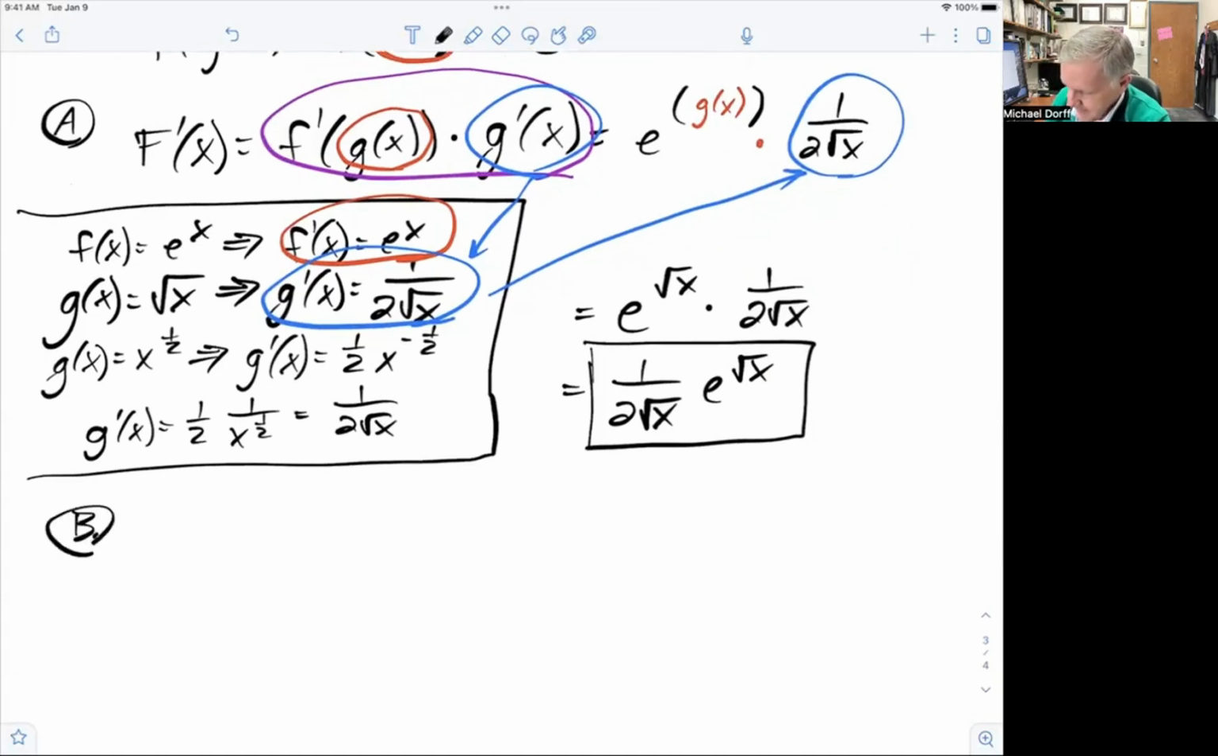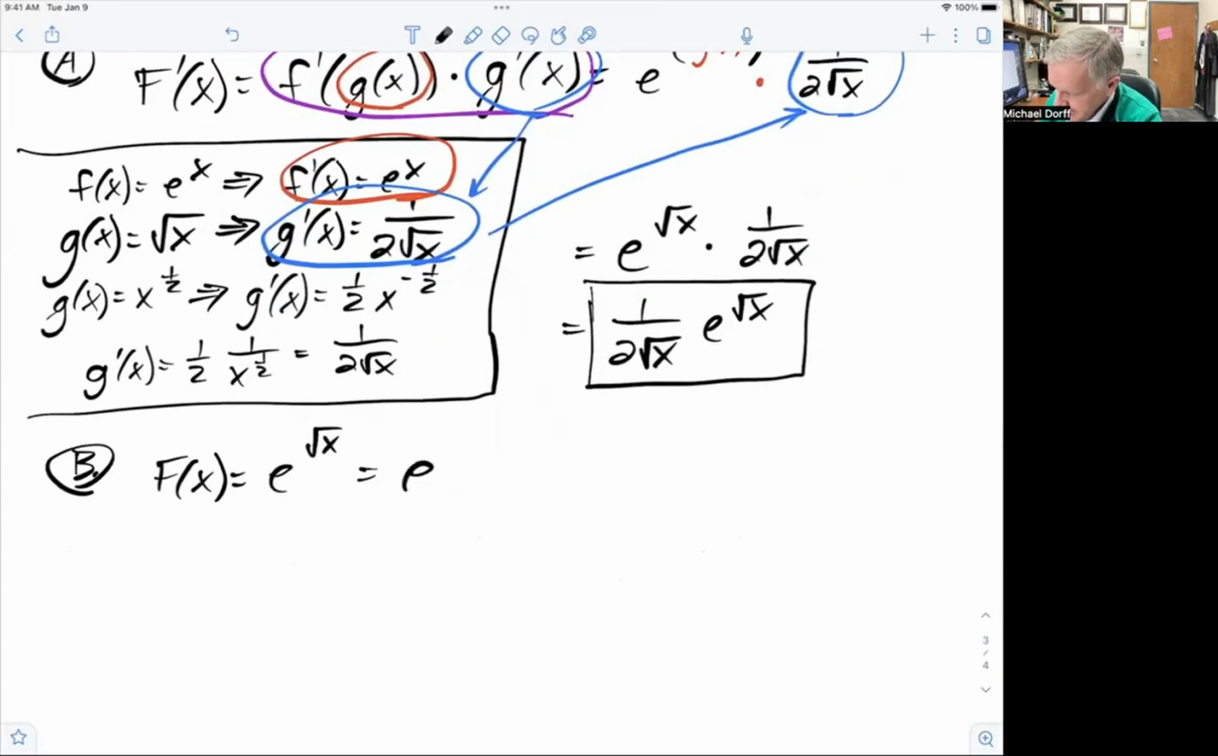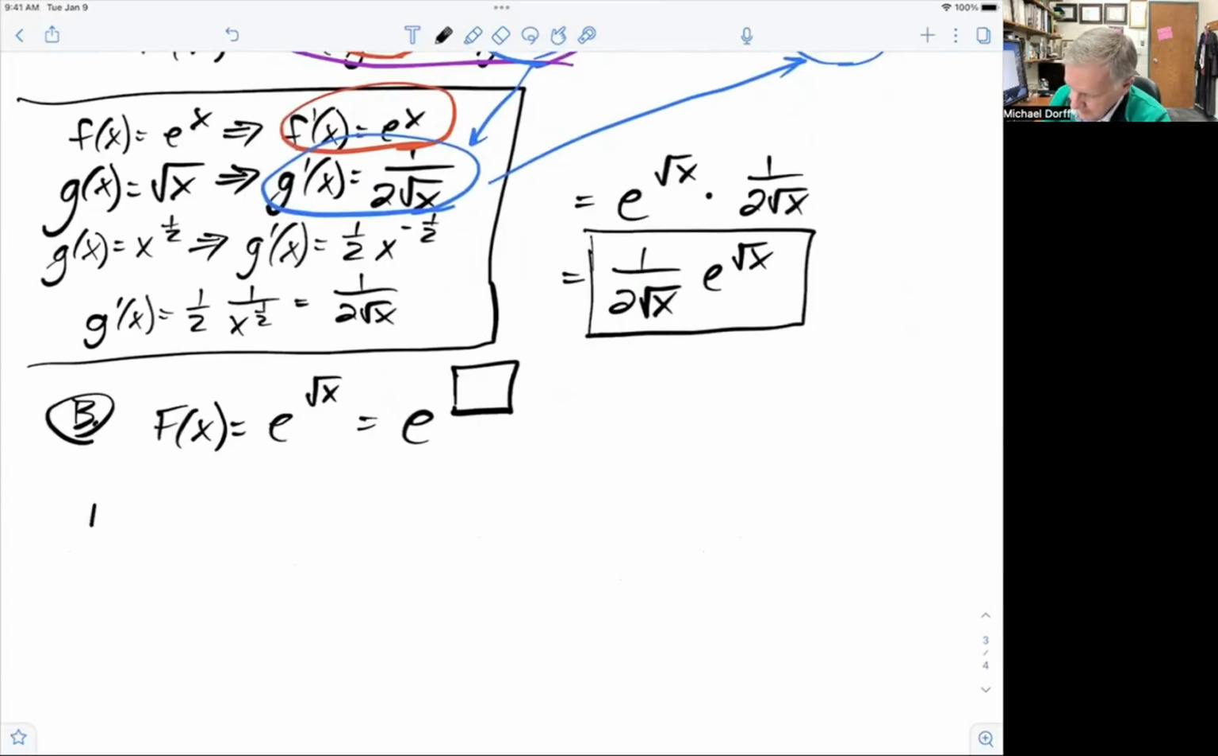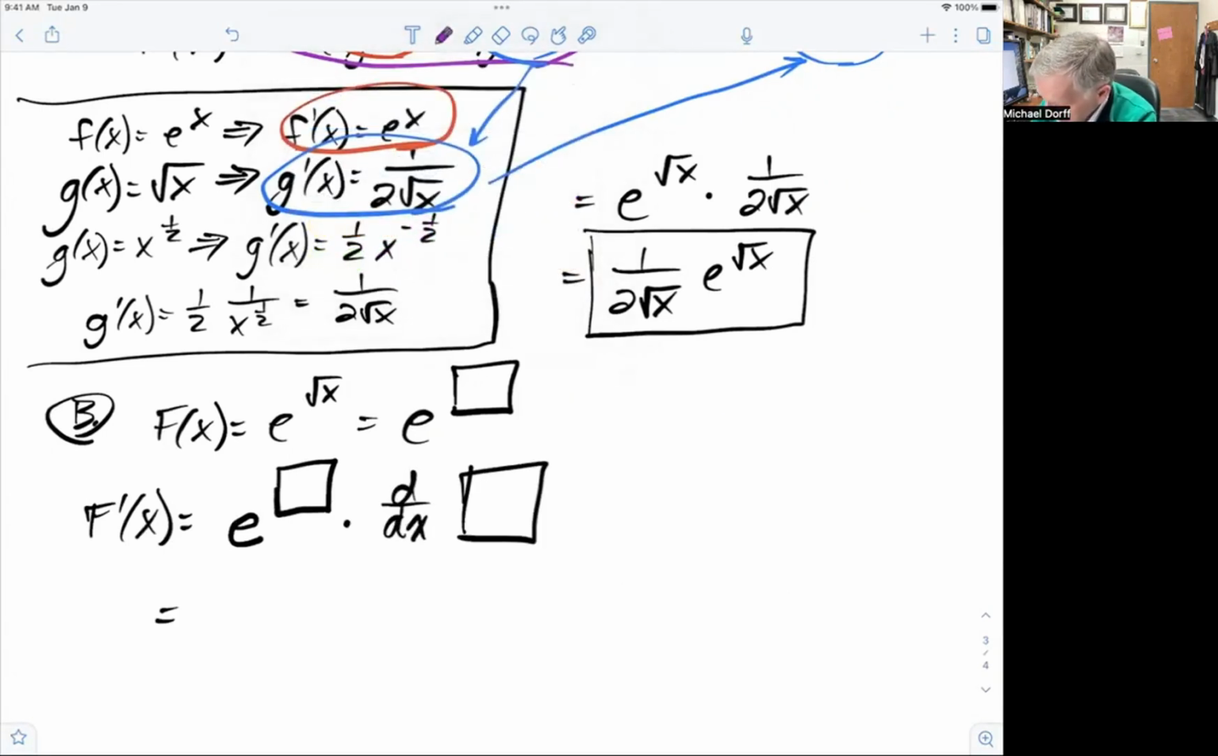Now, if I do the other technique, the box method, we have again our function e to the square root of x. That's our original function, and I'm going to think of that as e to the box. So what is the derivative? It's going to be the derivative of e, which is e, and then I put the box there, times the derivative of the box. All right, and what goes in here? The inner function, or inside the box, is g of x, which is square root of x.